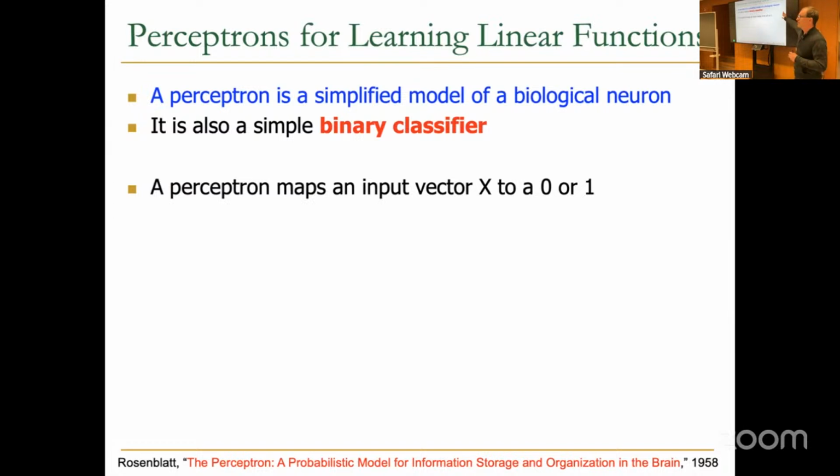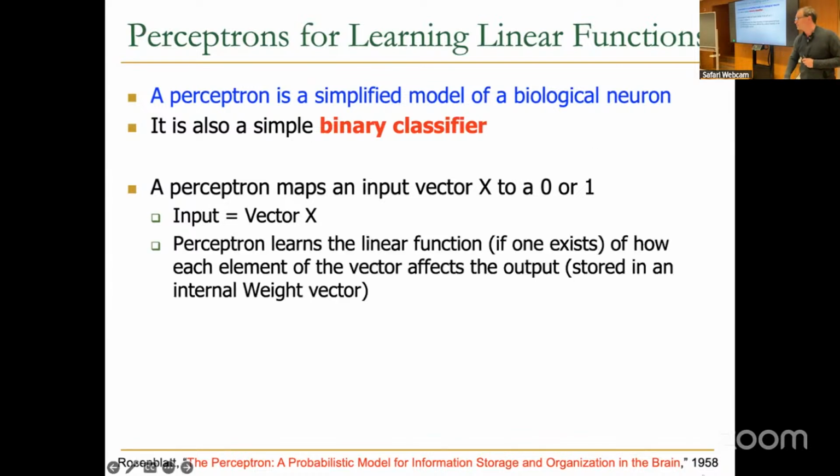You interpret this 0 or 1 in different ways, right? It could be, for example, an input vector of words, and you run it through some weights. After the multiplication, you get a 0 or 1: am I seeing German or am I not seeing German, right? This is the kind of thing classifiers do in neural networks, but this is one of the simplest forms. Let me put it in the context of branch prediction. The input is some vector x, essentially a bit vector. The Perceptron learns the linear function, assuming one exists, of how each element of the vector affects the output, stored in an internal weight vector. So we have a weight vector also that it's going to learn.